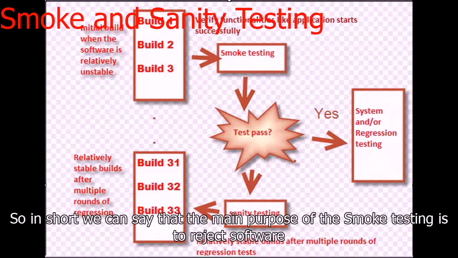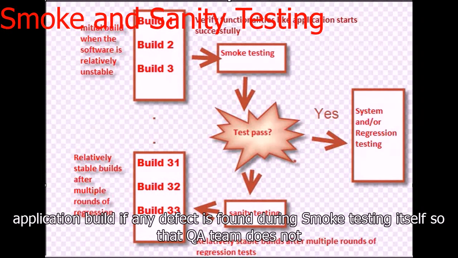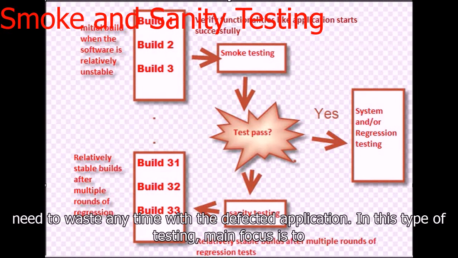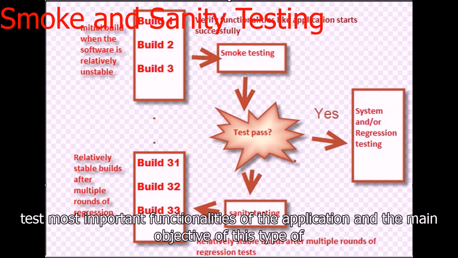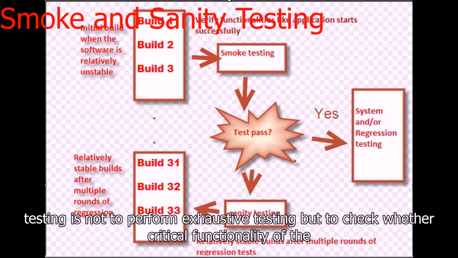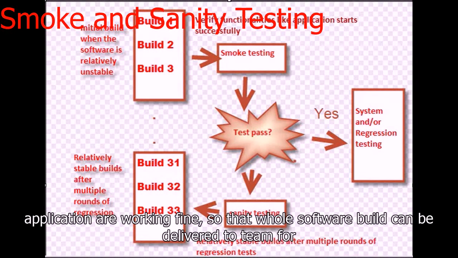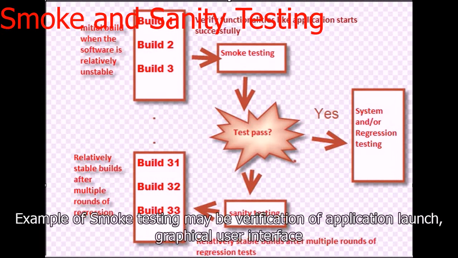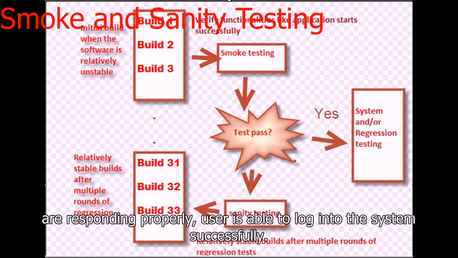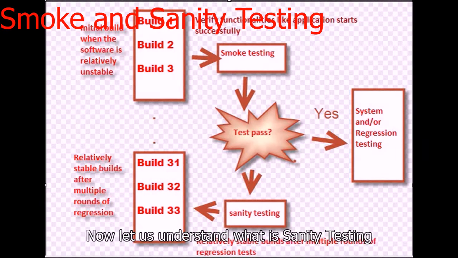So in short, we can say that the main purpose of smoke testing is to reject the software build if any defect is found during smoke testing itself, so that the QA team does not need to waste any time with a defective application. In this type of testing, the main focus is to test the most important functionalities of the application. The main objective is not to perform exhaustive testing but to check whether the critical functionalities are working fine, so that the whole software build can be delivered to the team for detailed testing. Examples of smoke testing may be verification of application launch, graphical user interfaces responding properly, and the user being able to log into the system successfully. These are small tests that are done as part of smoke testing.